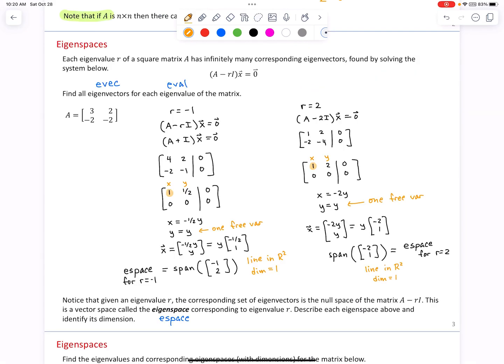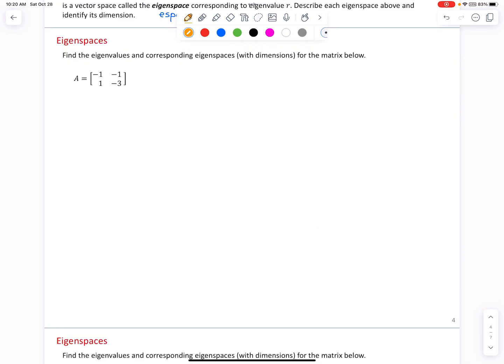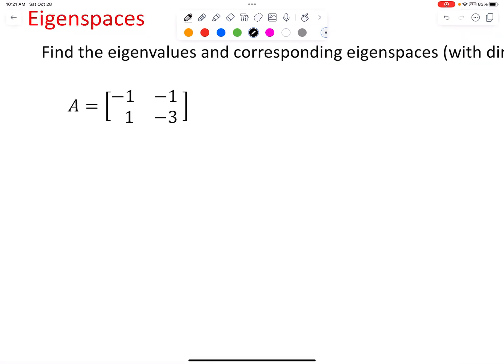Okay, the rest of this lecture is going to consist of practice finding eigenvalues and their corresponding eigenspaces. Let's go to the next page. Find the eigenvalues and corresponding eigenspaces with dimensions for the matrix below. So this is a fresh matrix and we start from scratch. We begin by setting up the characteristic equation.